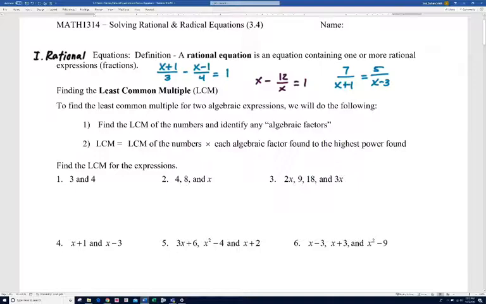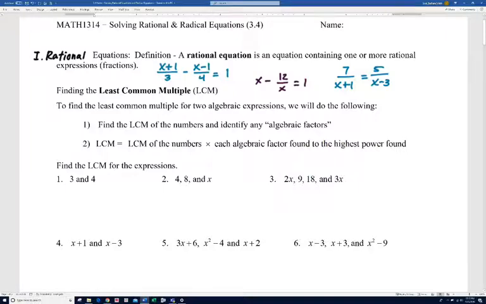The first thing we should talk about are least common multiples and how we find those. So it says to find the least common multiple for two algebraic expressions, we will do the following. Number one, we'll find the LCM of the numbers and identify any algebraic factors. And then step two, the LCM is going to be the product of the LCM of the numbers, that's what we found in part one, times each algebraic factor that we find to the highest power found. All right, so let me show you how this works.